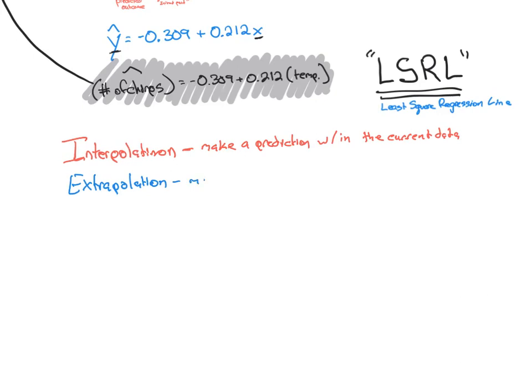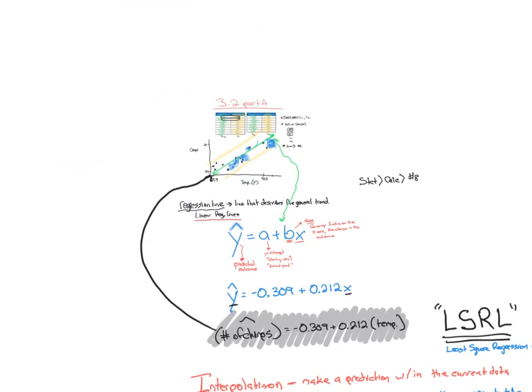Extrapolation means make a prediction outside the current data. All right, so let's look at the current data, and we can determine which one this would be.